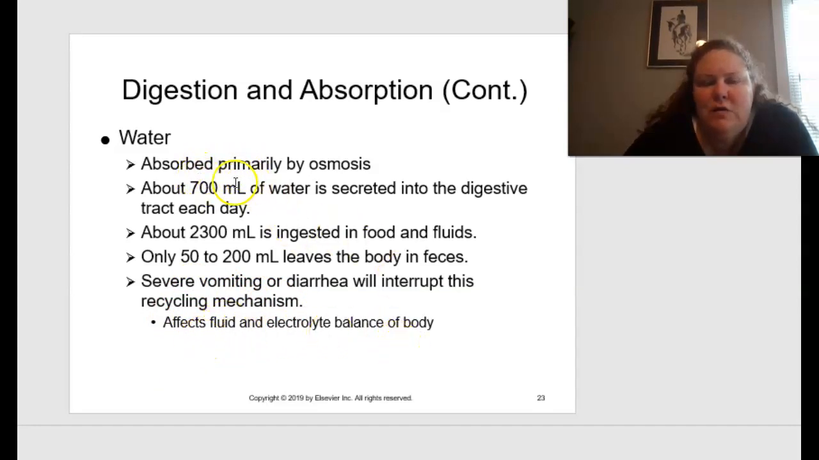So 700 milliliters, I'm sure you guys know this, but to put it into kind of a picture, a 2 liter of pop is 2,000 milliliters, right? And so we get just over about 2 liters of water a day through food and fluid, but only about 3/4 of 1 liter, so that'd be about a third-ish, I'm not doing the math in my head, of a 2 liter is going to be secreted into the digestive tract each day. And then only 50 to 200 milliliters leaves the body in your poop. So that would be like this much of a 2 liter, right? It's very, very small.